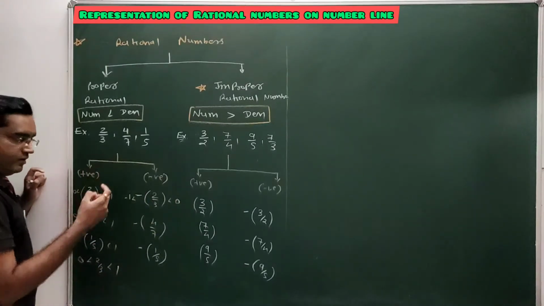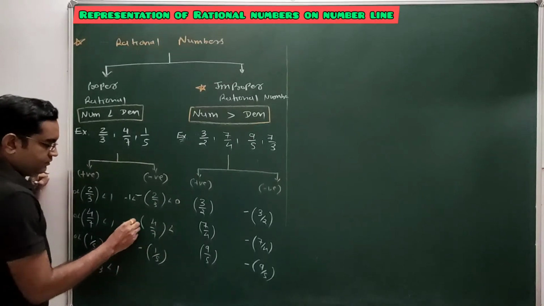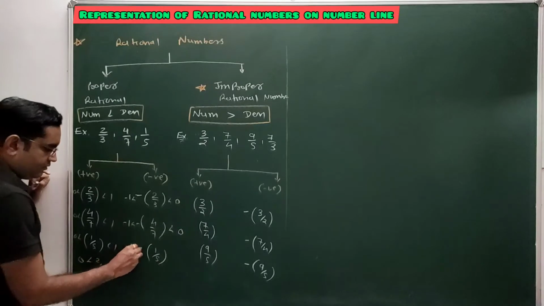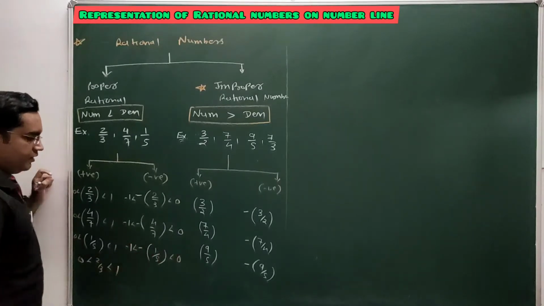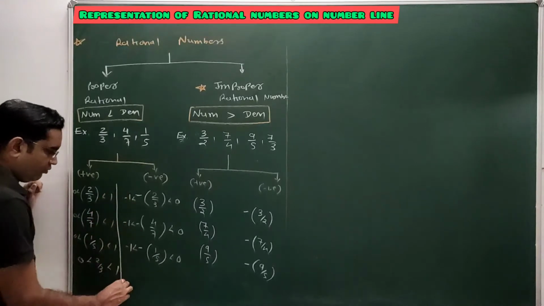This will be 0 and 1. This value lies between -1 and 0. -1 less than the number less than 0. Done. So you have to remember these 2 points.